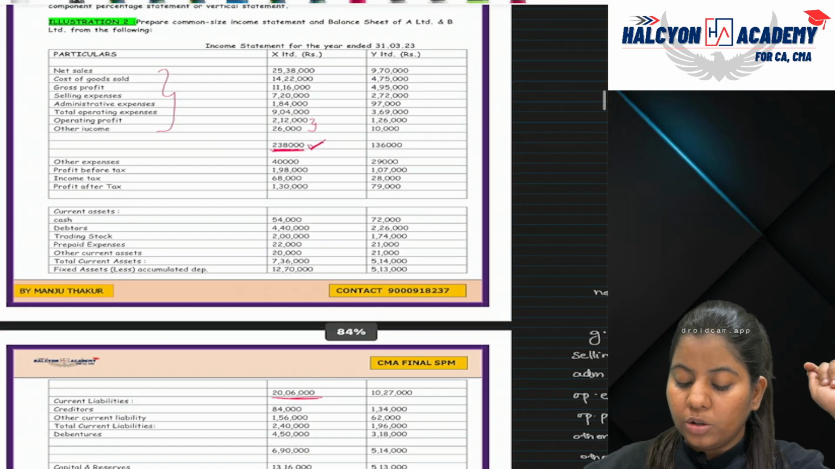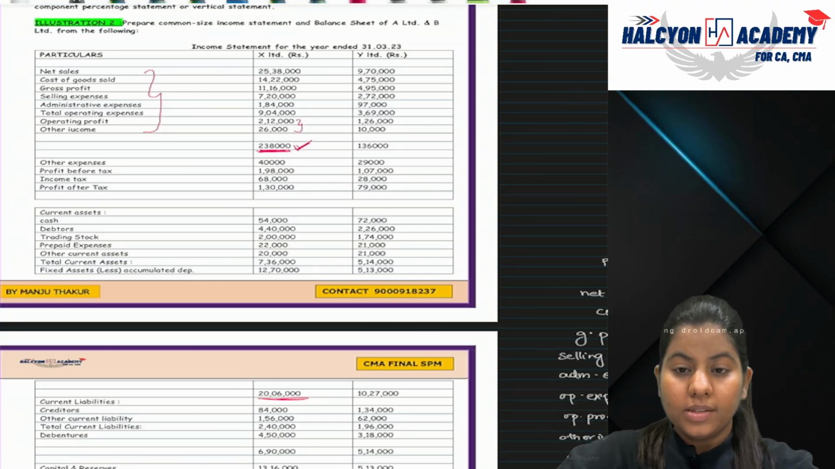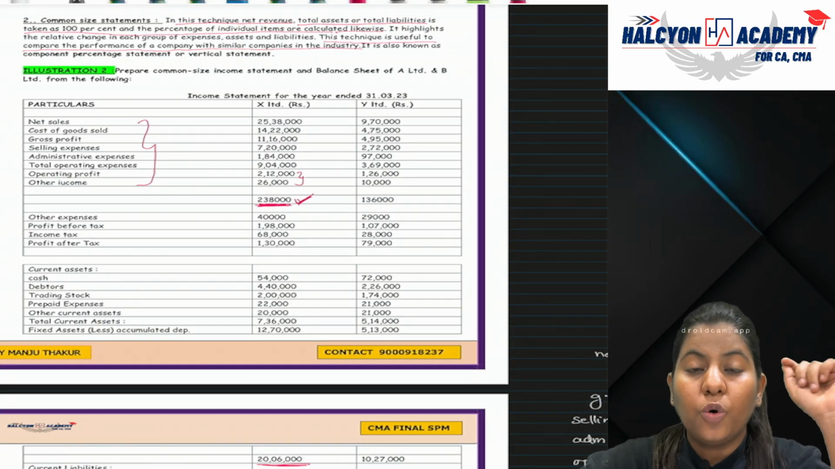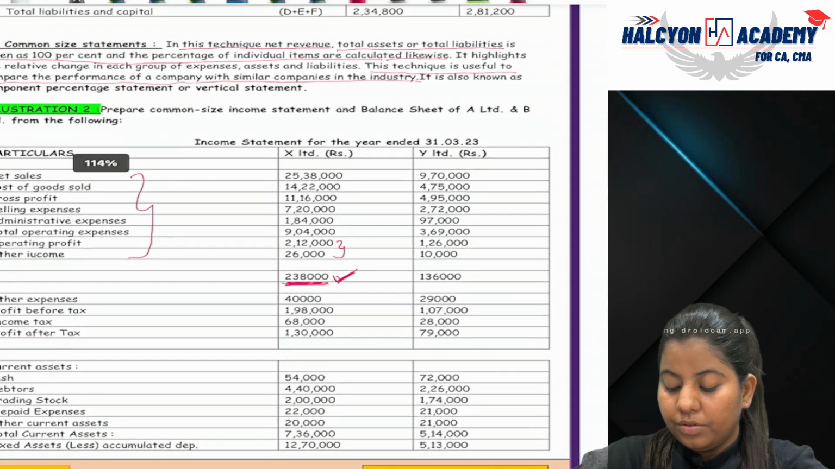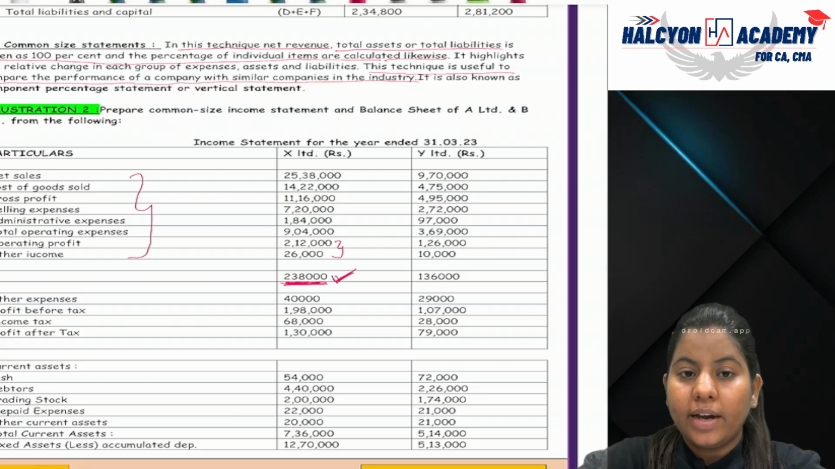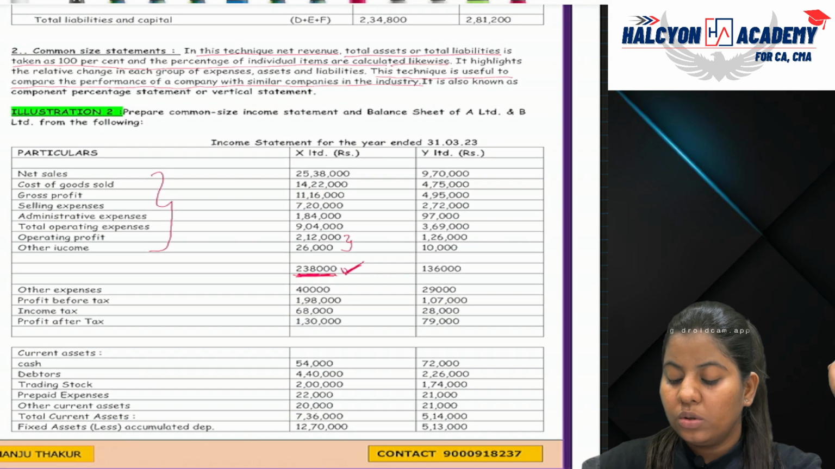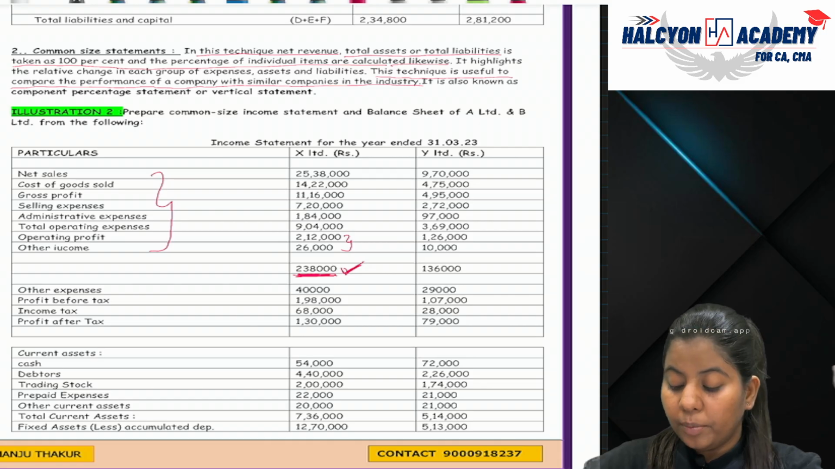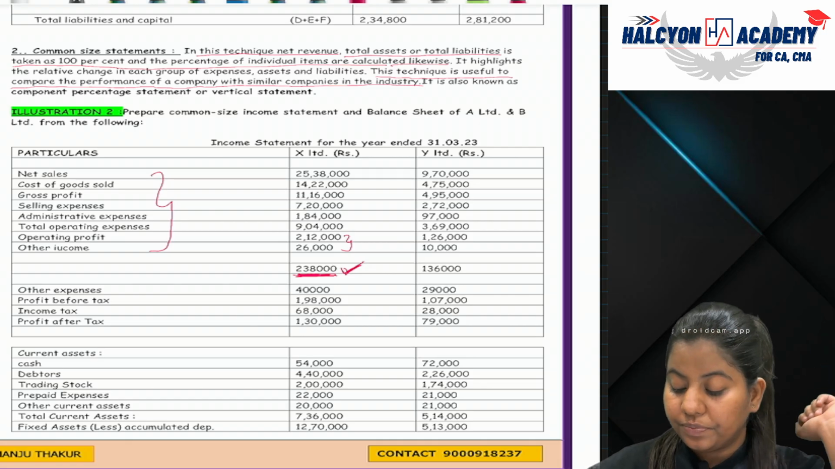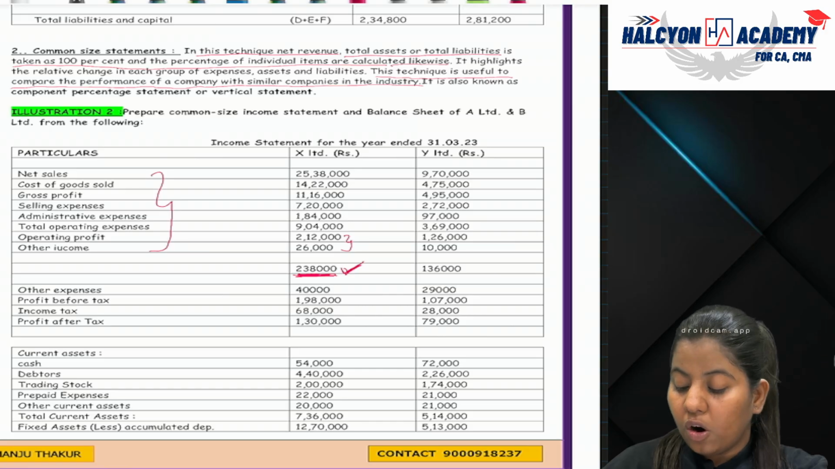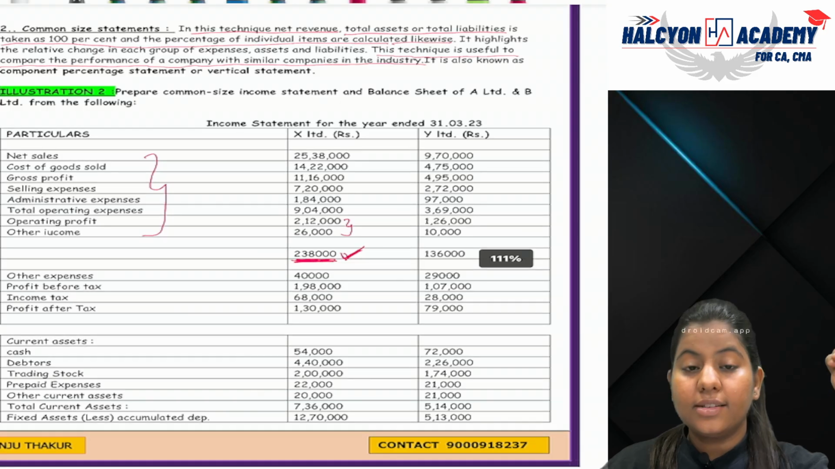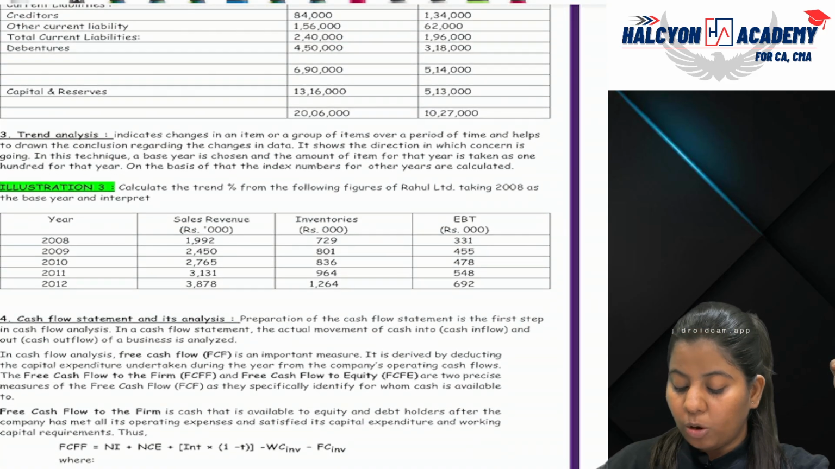So this was all about common size statements. I hope it is clear to you all. What is the purpose of making common size statements and how it works? How analysis is done on the basis of common size statements. How we compare our own company with some other company or organization in the same industry. I hope it is clear to you all. If it is clear, let's move to the next topic.